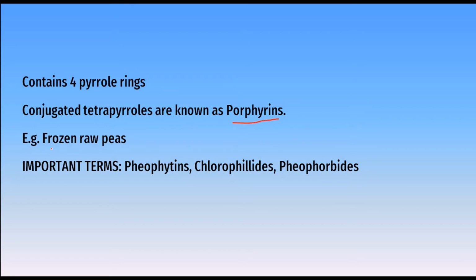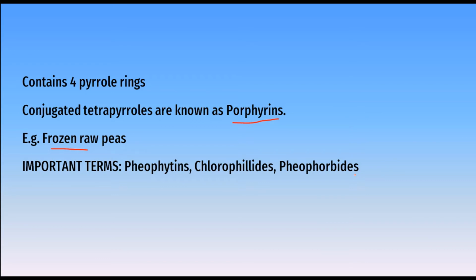An example can be frozen raw peas. Frozen raw peas lose more color than beans because of the greater acidity of the former. And deterioration of chlorophylls with storage is common in every processing method used. We can preserve many food materials, but side effects are also added. Some important terms related to chlorophyll are pheophytins, chlorophyllides and pheophorbide. Let me tell you about them one by one.